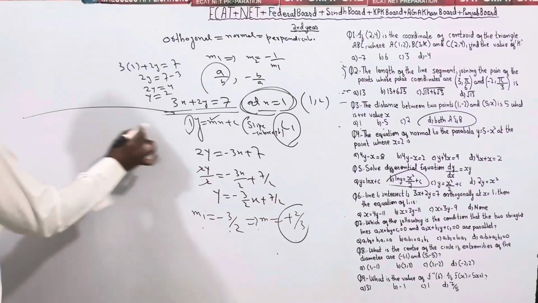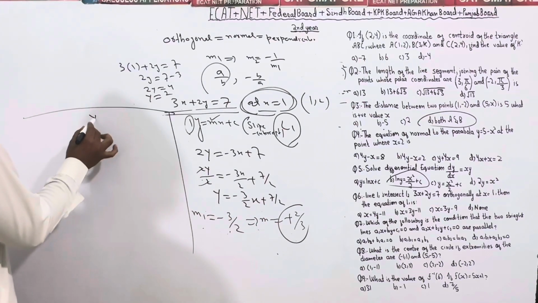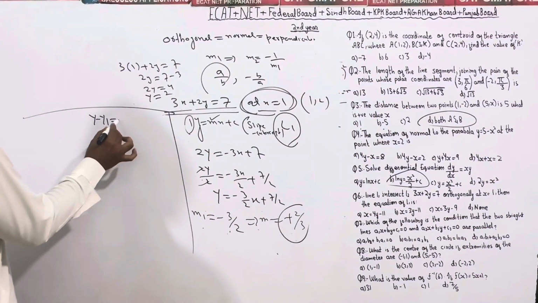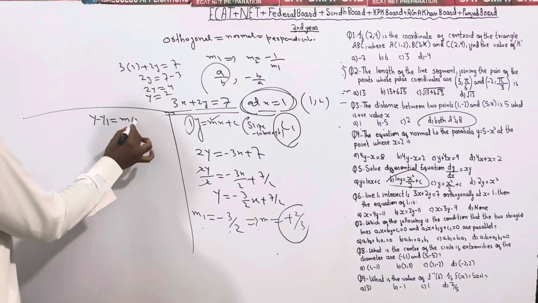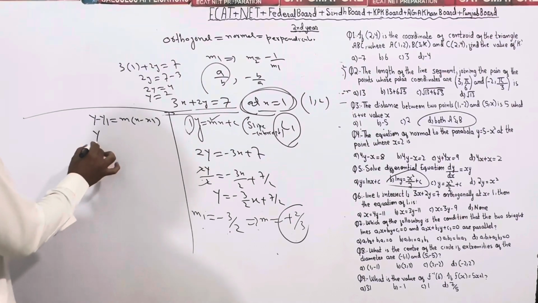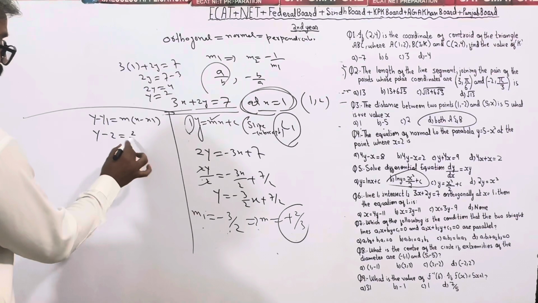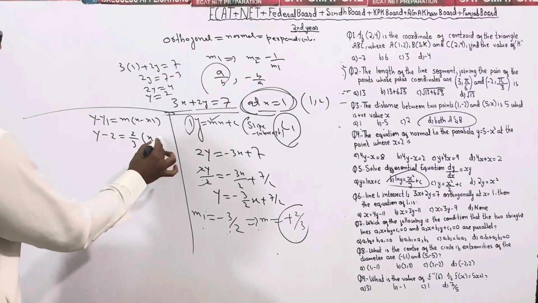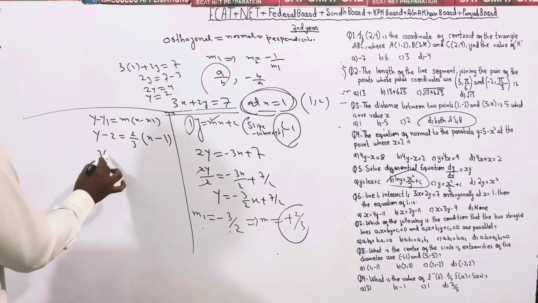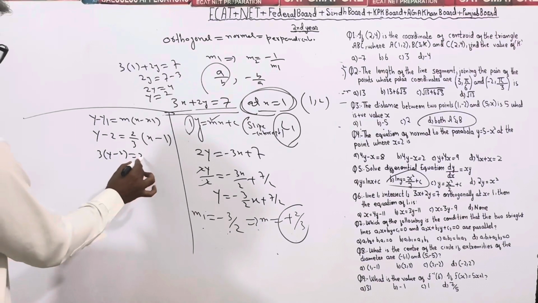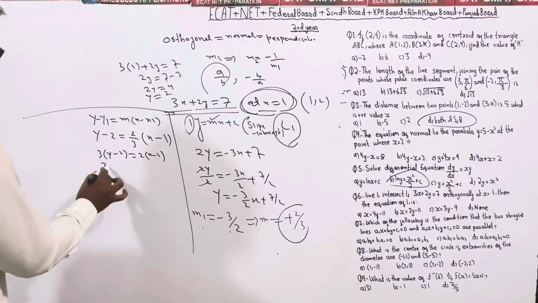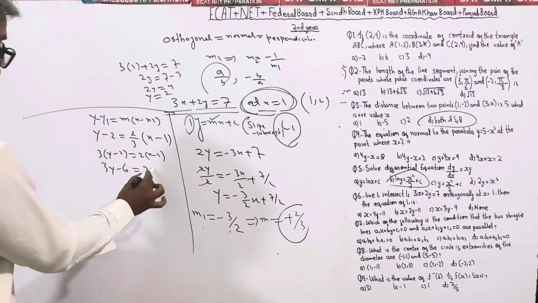Manage the equation. Whenever we are given slope and point, that is our equation: y minus y1 is equal to m times x minus x1. What is our slope? The point is 1, 2, slope is 2 upon 3, x minus 1. It will become 3 times y minus 2 equals 2 times x minus 1. We have 3y minus 6 is equal to 2x minus 2.